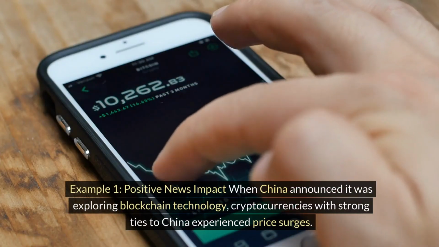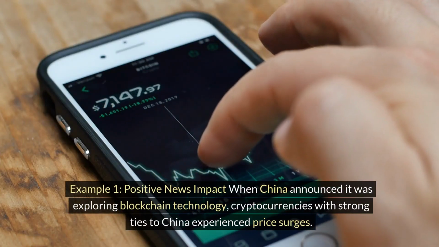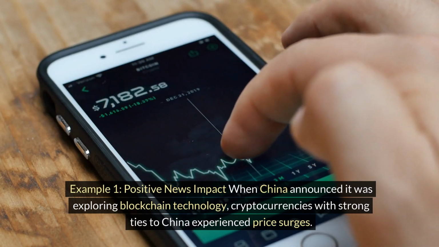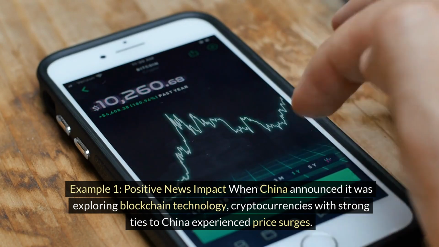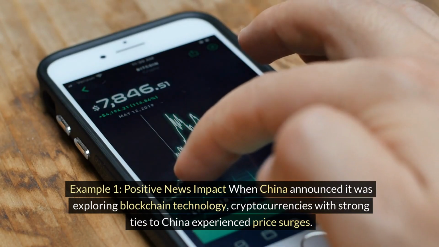Example 1. Positive news impact. When China announced it was exploring blockchain technology, cryptocurrencies with strong ties to China experienced price surges.